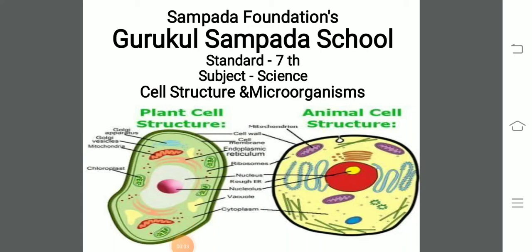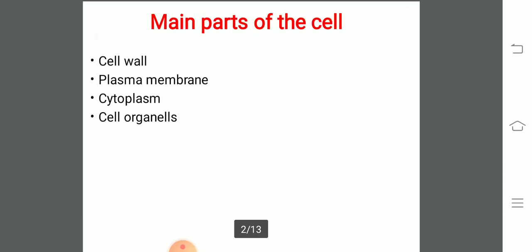Today we are going to study cell structure and microorganisms. Now, we already studied that a cell is a structural and functional unit of living organisms. Cells of different sizes and structures are found in the different organs. So let us start with the main parts of the cell. First, cell wall; second, plasma membrane; third, cytoplasm; and fourth, cell organelles.